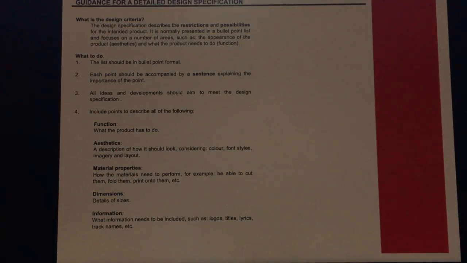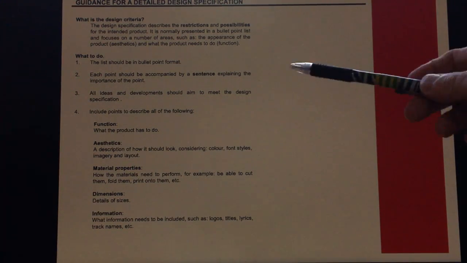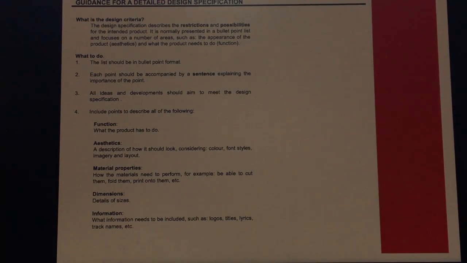Okay, so this kind of outlines it again, so if you're unsure about what you're doing, you could read through this one. It says the design specification outlines the restrictions and possibilities for the product that you want to do. It covers things like aesthetics and function. So it tells you down here what we want to do, so 1 to 4. The list should be in bullet points. Each point should be accompanied by a sentence explaining its importance, the justification. All ideas and developments after we've done this should be aimed to meet this specification list.